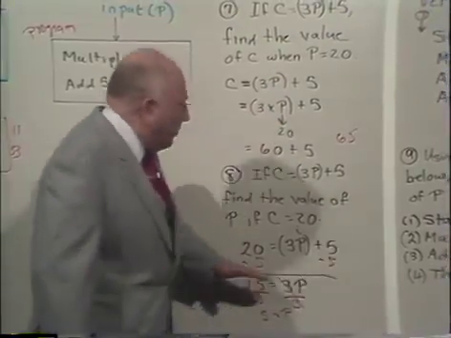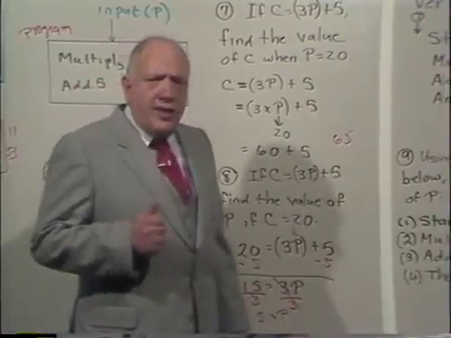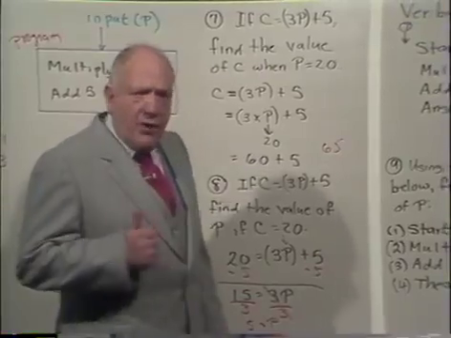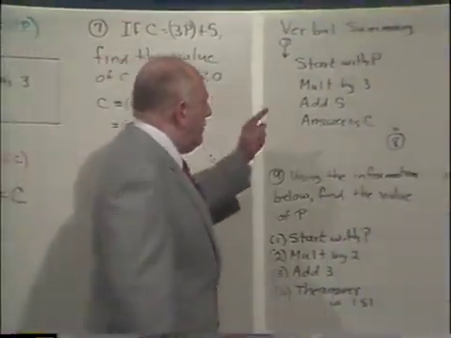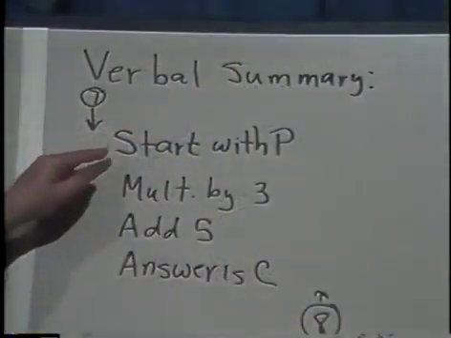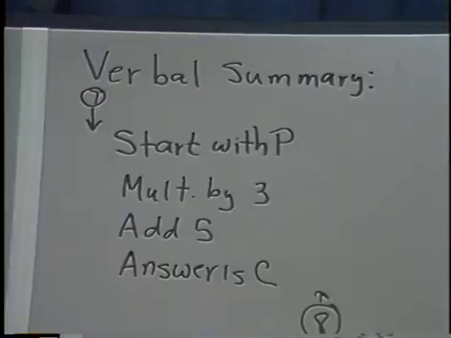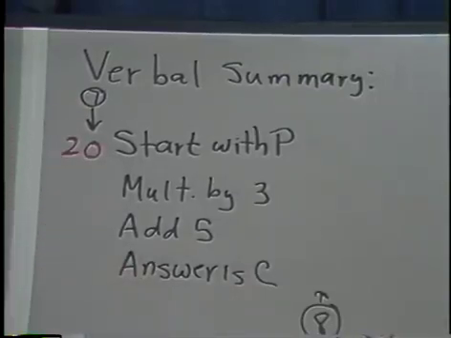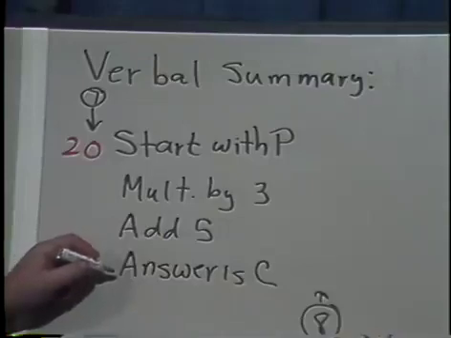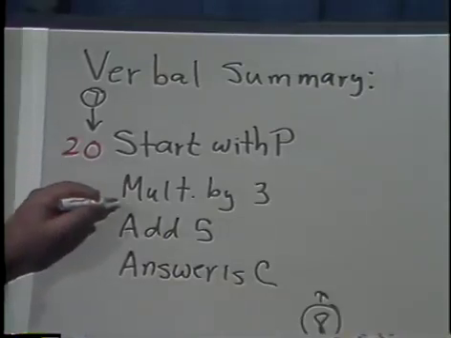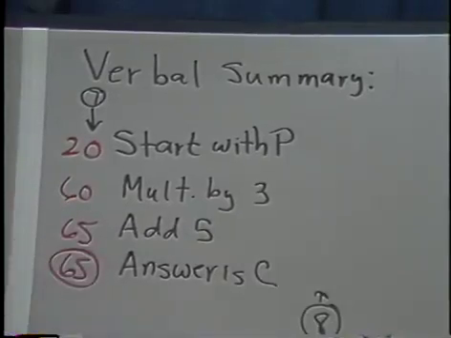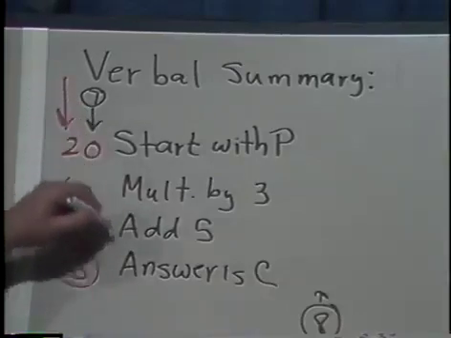Now, a lot of people have trouble with this, and I just wanted to show you what this thing says. In other words, I am going to recapitulate problems 7 and 8 from the verbal point of view. From the verbal point of view, the formula was what? Start with P, multiply by 3, add 5, and the answer is C. In problem number 7, we were told to start with 20 and see what the answer would be. Start with P being 20 and see what C is. What do you do here? Just read it. 20 times 3 is 60, plus 5 is 65, so the answer is 65. Going in this direction, it's straightforward arithmetic.